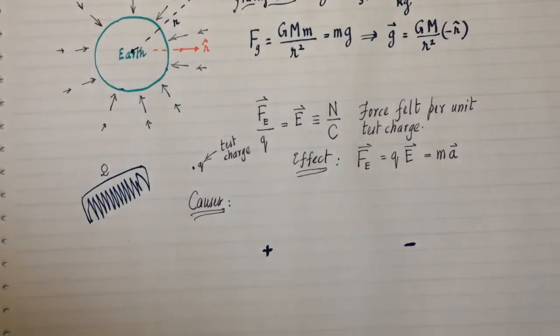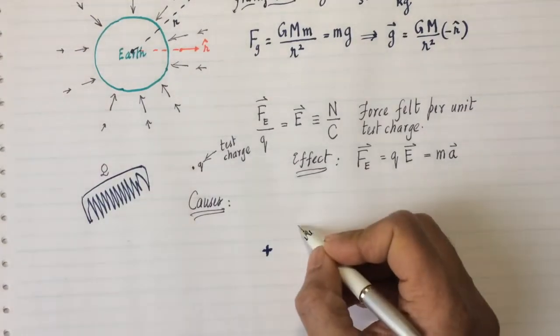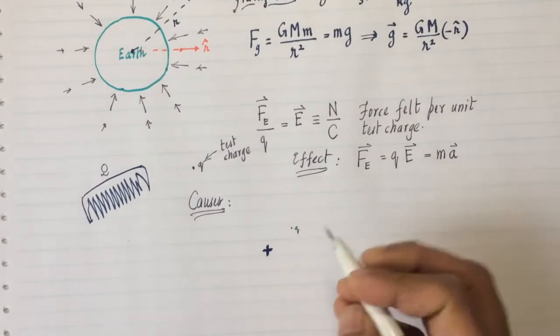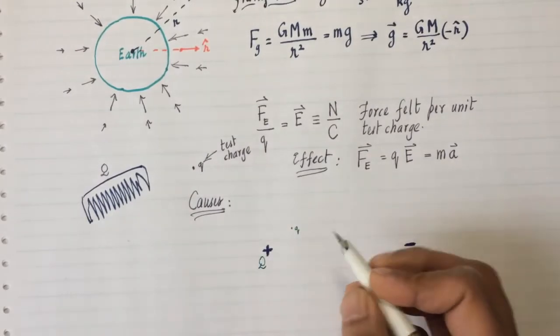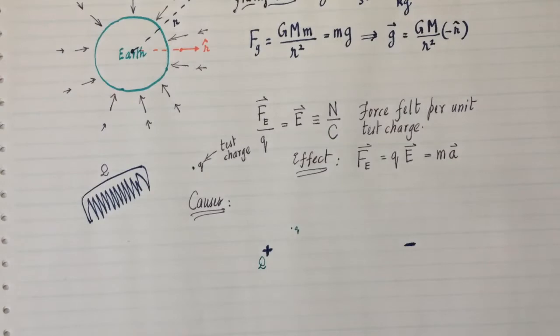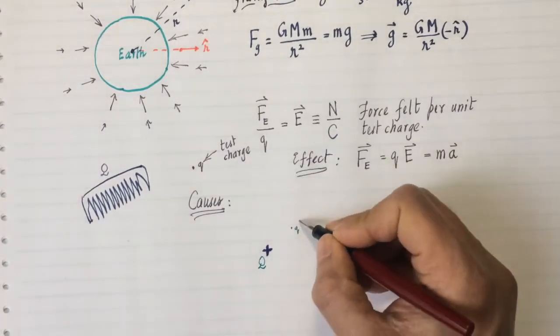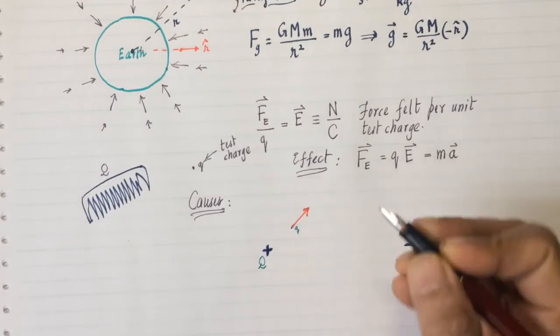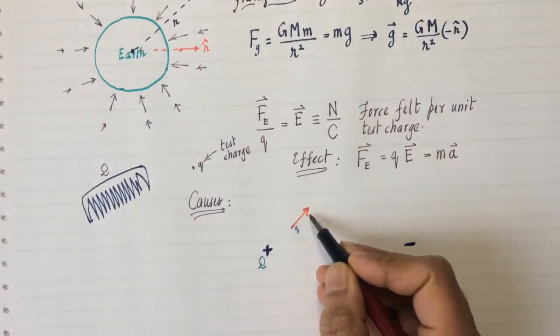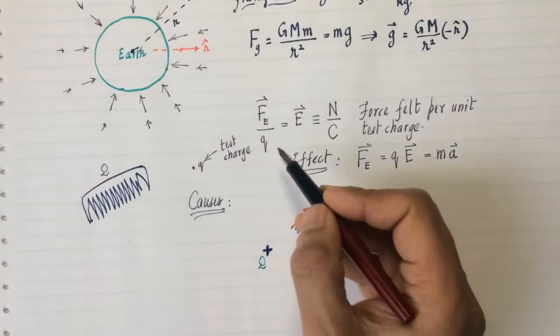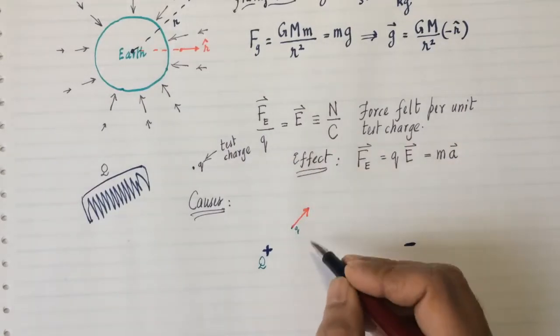So just for the sake of convenience, let's take a positive test charge here. Now if this has got magnitude Q and that has got little q, then a positive test charge will have an electric field in this direction, because the electric force would be in that direction, and you divide the force magnitude by the test charge magnitude and you'll get a field.